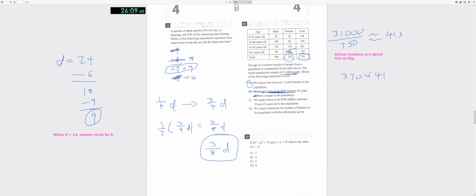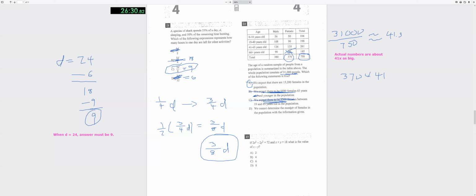We expect there to be 9,300 females between 19 and 65. Well, let's see. We got 90 plus 135 plus, I crossed out the number 95, which is a total of 320 from the survey. And if we scale it up to represent the whole population, that's about 13,000. So no, that is not correct.